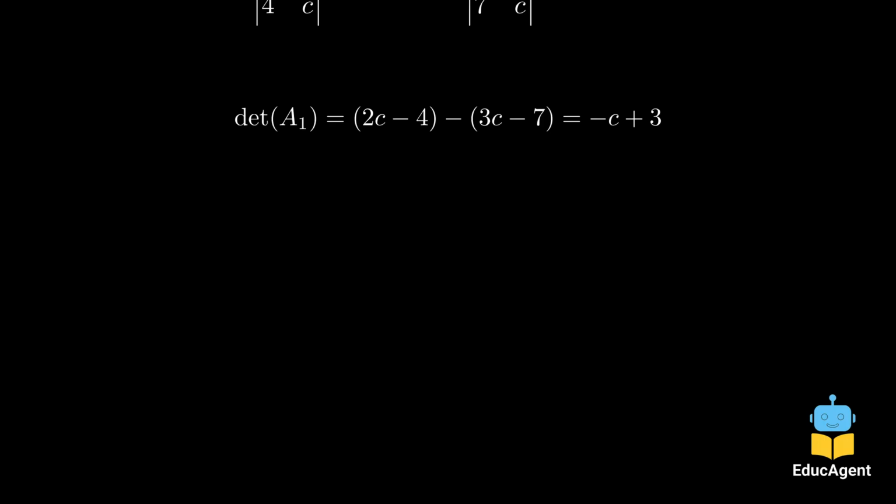Combine the minor values to get det A1 equals minus c plus 3. Set the determinant to 0 and solve. So for matrix 1, c equals 3 makes the columns dependent.